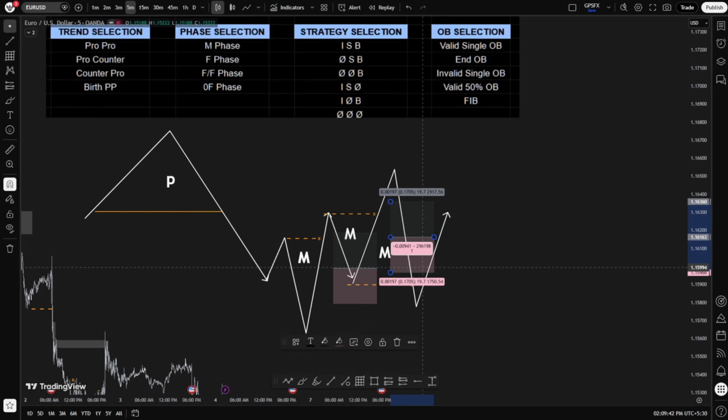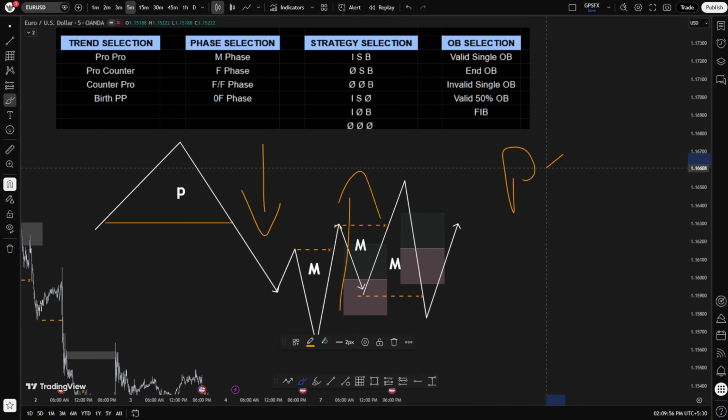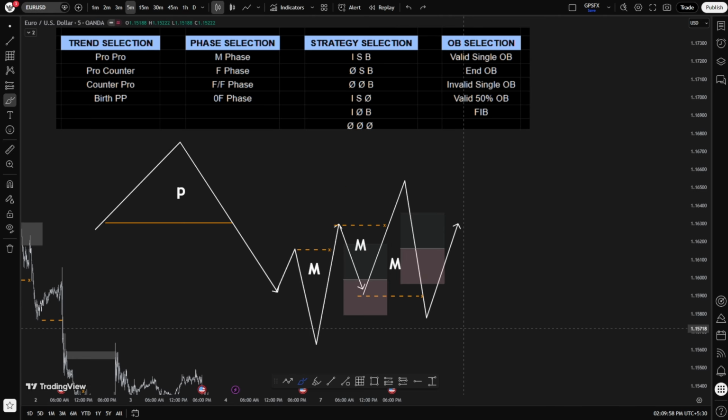When we take a trade here, this is actually pro counter, right? The minor trend has been created right here, and when we take an entry here, the minor trend is upside, the primary is downside, right? So this trend is pro counter, which is the second one. And the same for this trade as well, guys.